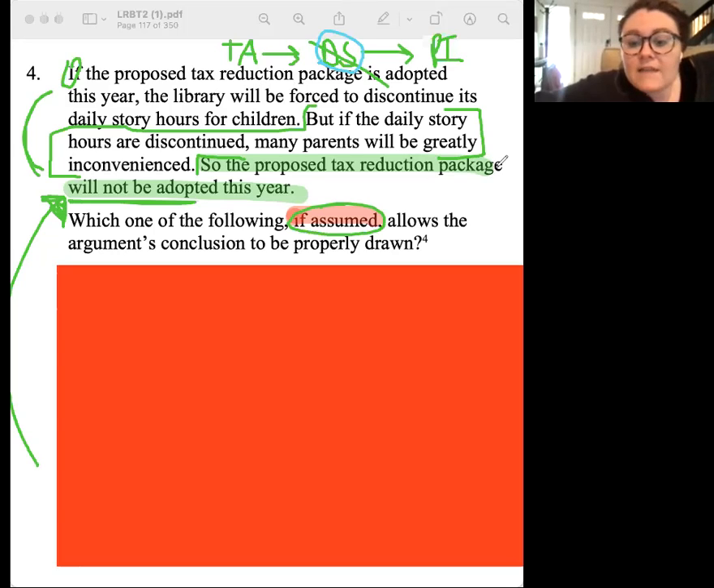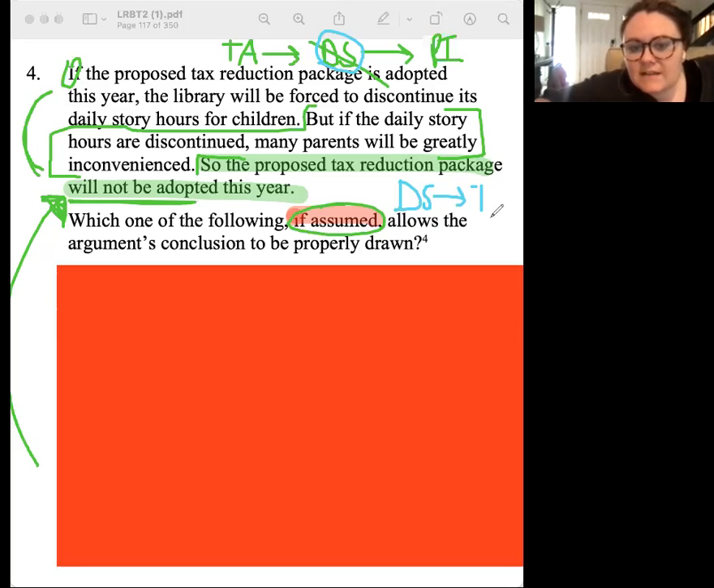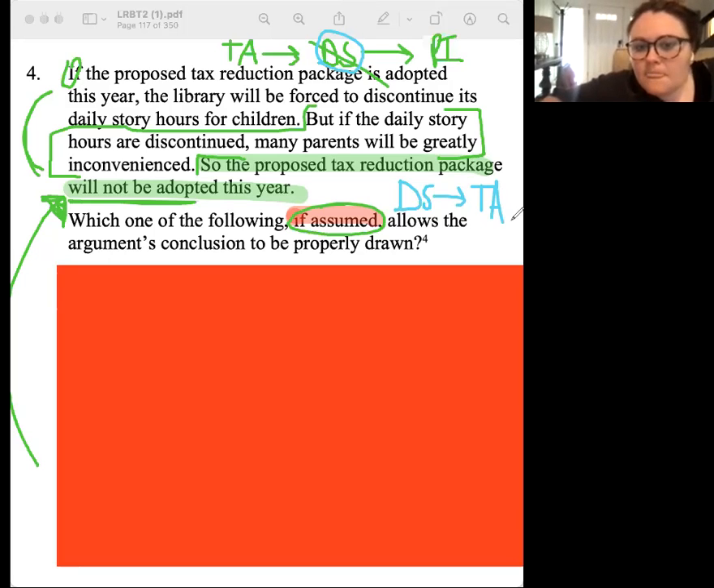No. Well, if we brought in that nothing this year will discontinue story hour, that means we'll have story hour, right? Okay. So if we have daily story hour, what happens to the tax reduction? It's negative, so it doesn't get adopted, right? Yes. So what else could you predict here that would guarantee that we don't have the tax reduction?